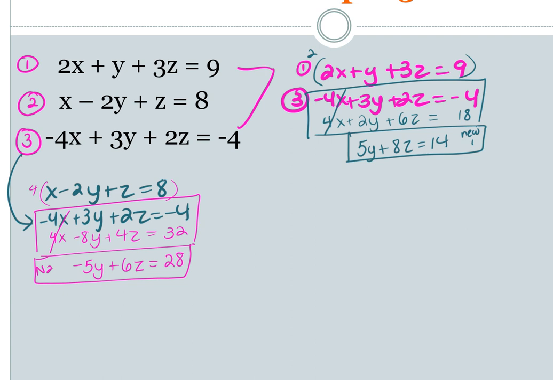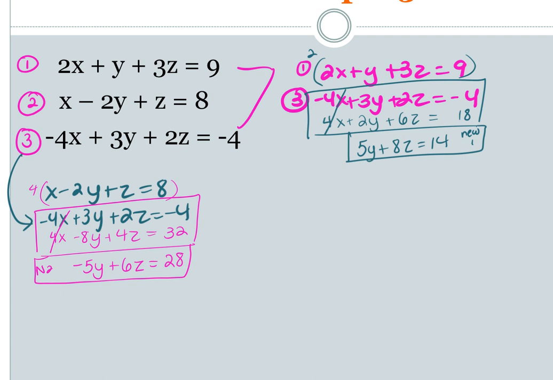Does it matter which ones you pick? Whatever you pick first doesn't matter at all. When you go to pick the second combination, you have to use the one you didn't use, but you could use it with either of the other two. And you have to cancel the same variable. Otherwise, this next step's not going to line up, but you'll catch it.